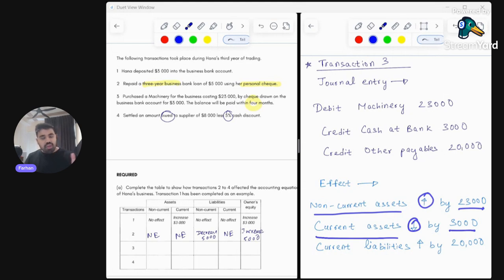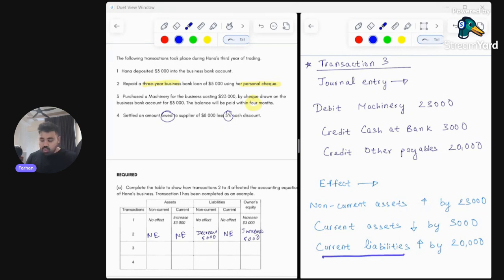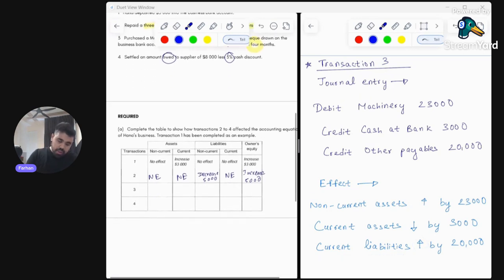Simultaneously, we know $20,000 is partially financed through some kind of credit arrangement where we will repay our obligation within 4 months' time. So therefore, it is a current liability which is increasing by $20,000. Okay. Now, how should we fill in this table here?